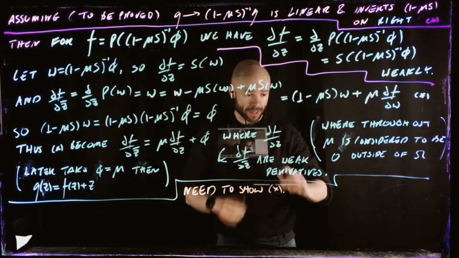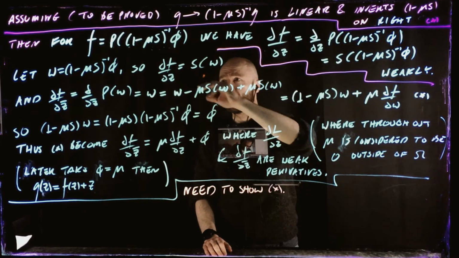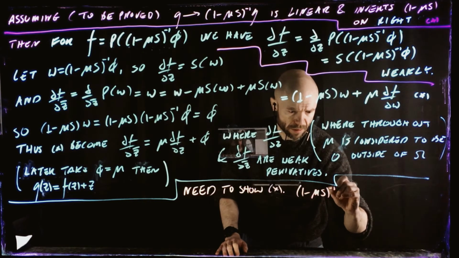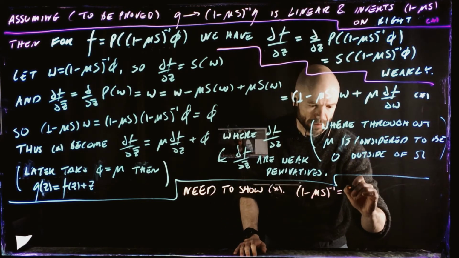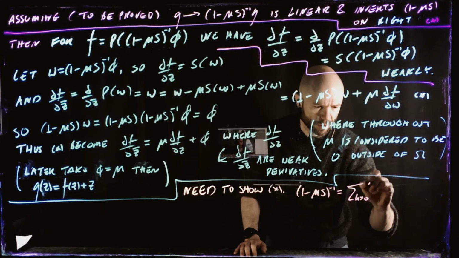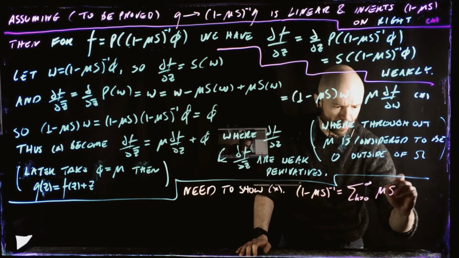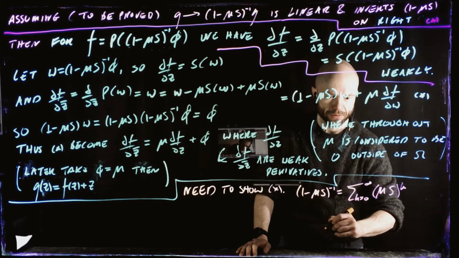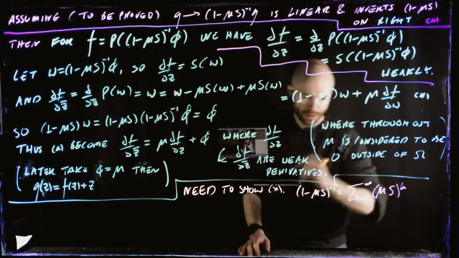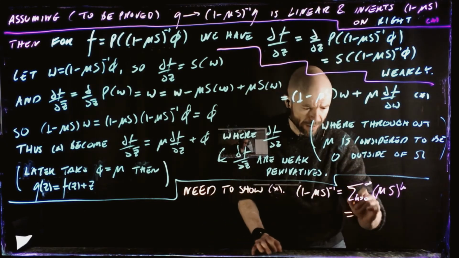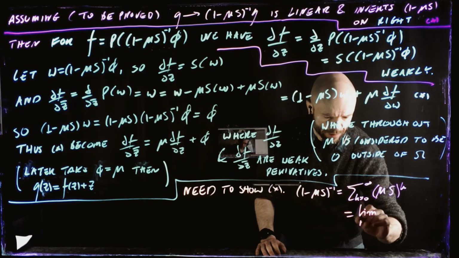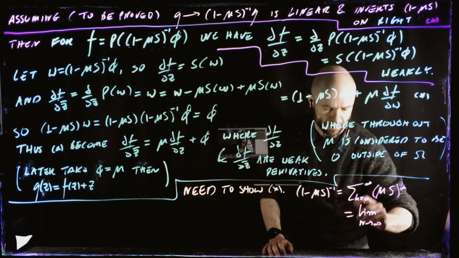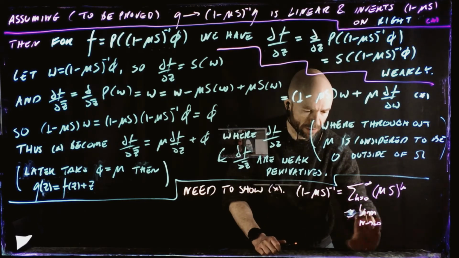Okay, so firstly, let's recall how it's defined. It's defined like this: the sum from k equals 0 to infinity of mu S to the k. That's how it's defined. And then what is that? I mean, this only makes sense as the limit as capital N goes to infinity.